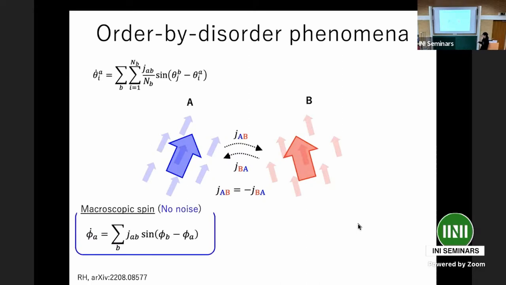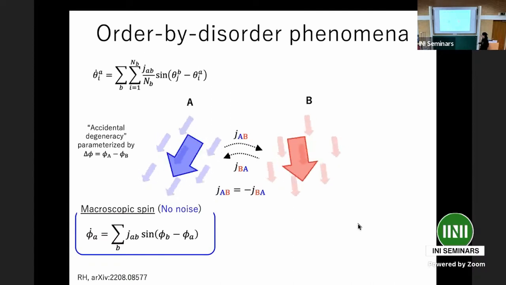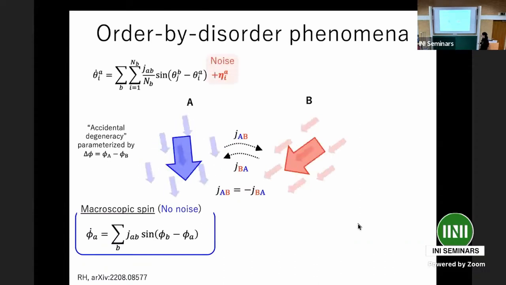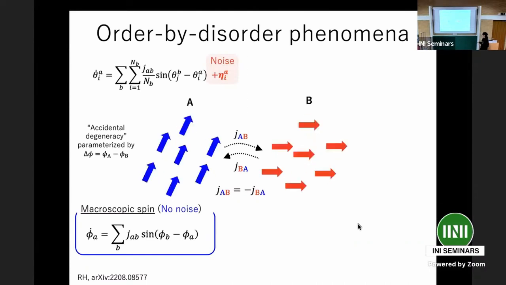And because of that, everything that I just told you before will apply, where this accidental degeneracy of the orbits is going to be parameterized by this angle dependence, delta phi. So if I start from this delta phi, I have this dynamic; a different delta phi, a different dynamic will go on, and so on and so forth. Now I'm going to add noise.